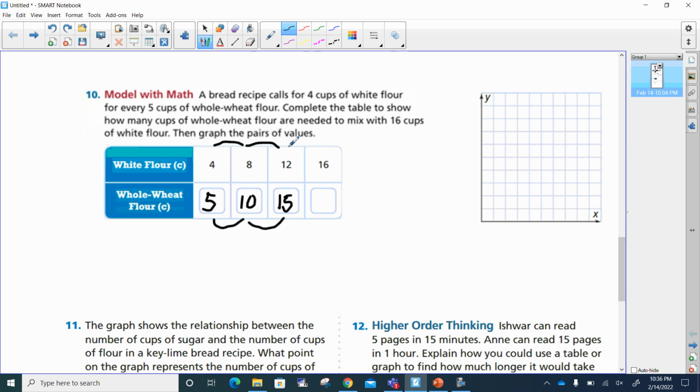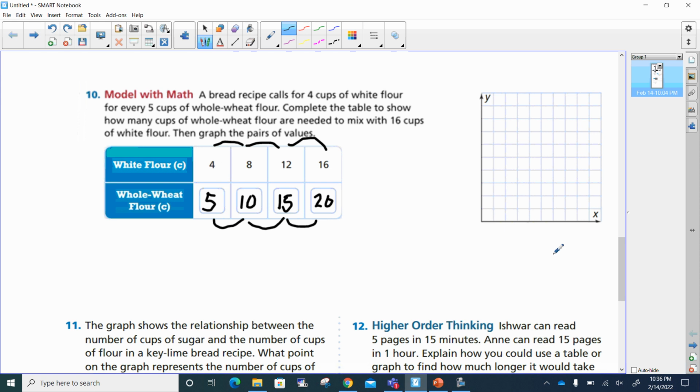And that means we're adding 4 over here again to get 16, which means we're going to add 5 over here again, which will make 20. It does say to complete the table, then graph it.